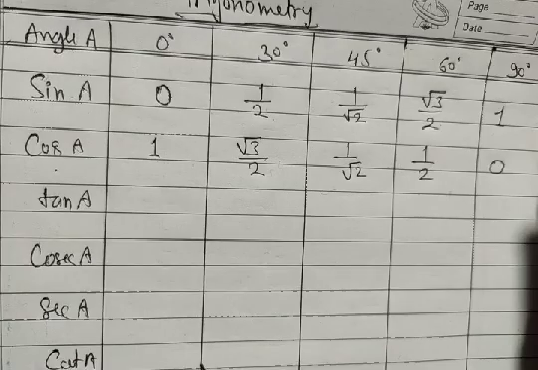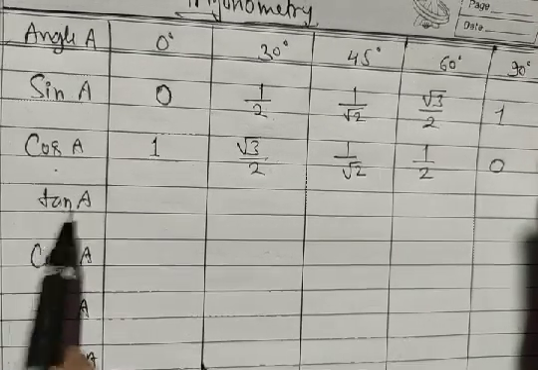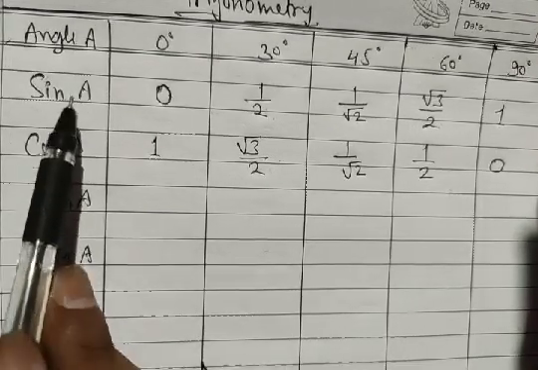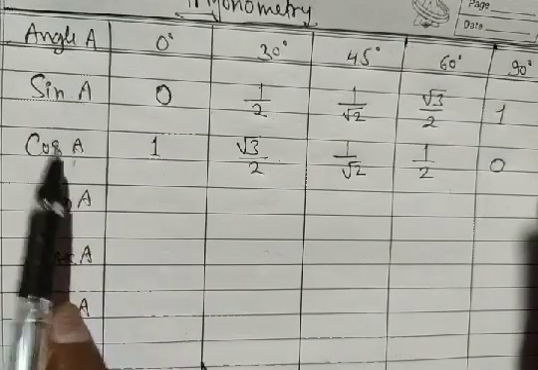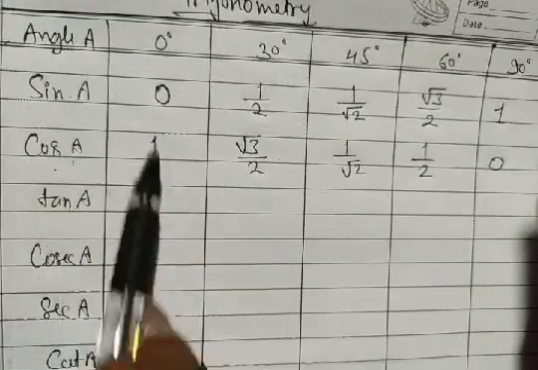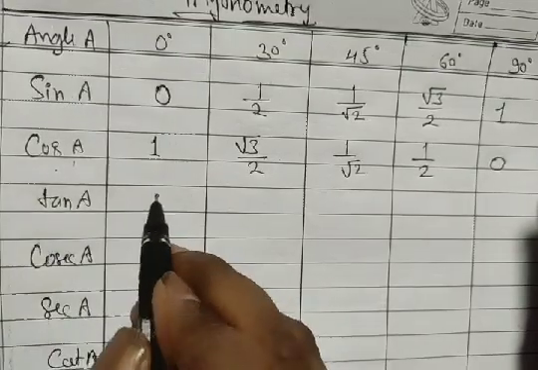Now how do we get the other angles' values? What is tan? Our tan is the ratio of sine to cos. Sine upon cos is our tan A. And 0 upon 1 we get 0 here.